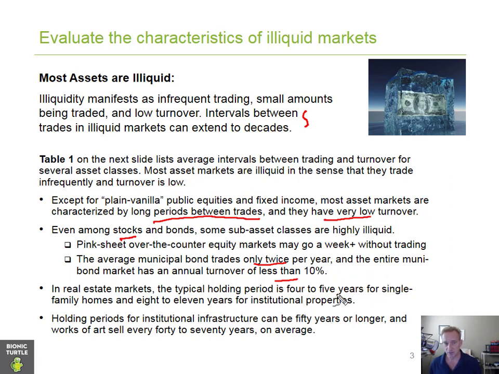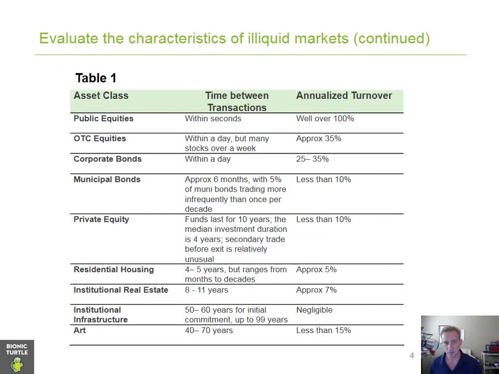The real estate market is an example of a huge asset class that is generally illiquid, although innovation is shifting that to some degree. But the typical holding period in the real estate markets is 4 to 5 years for single-family homes and 8 to 11 years for institutional portfolios.